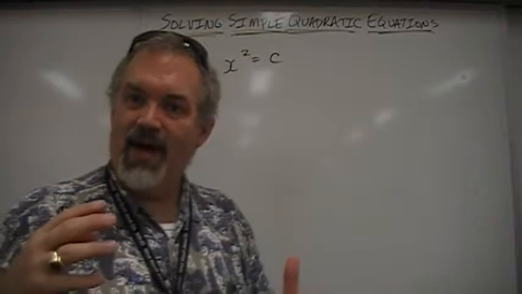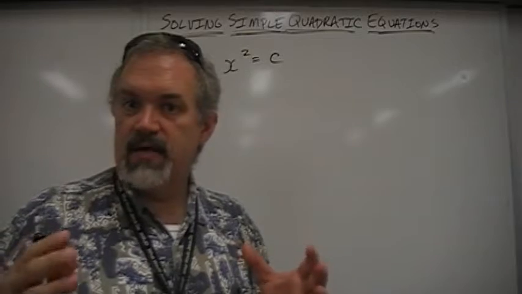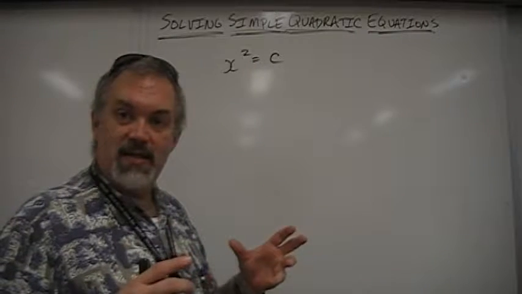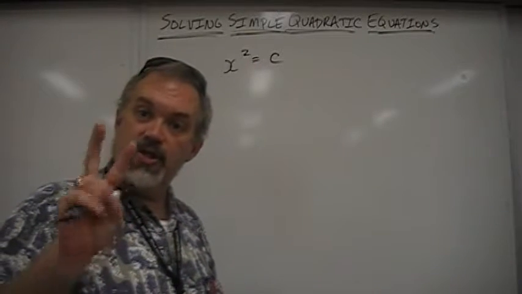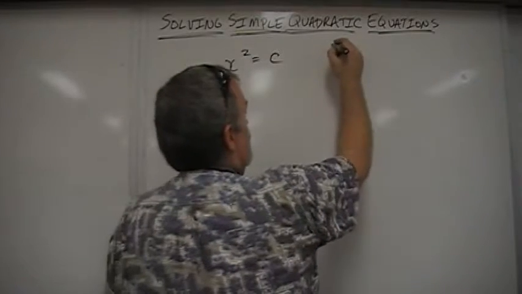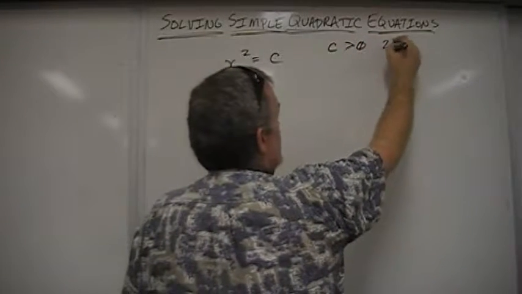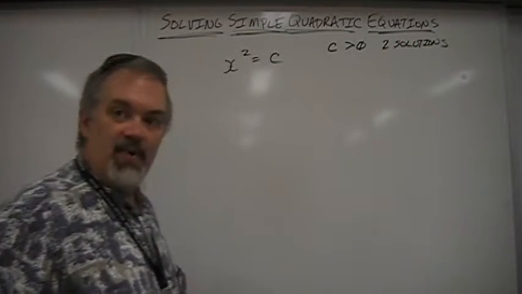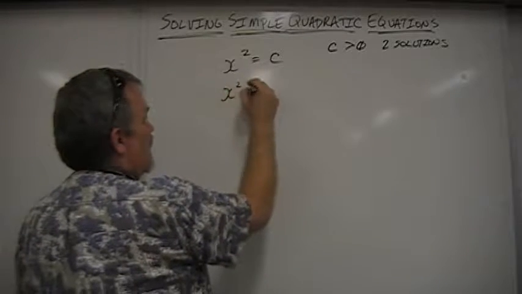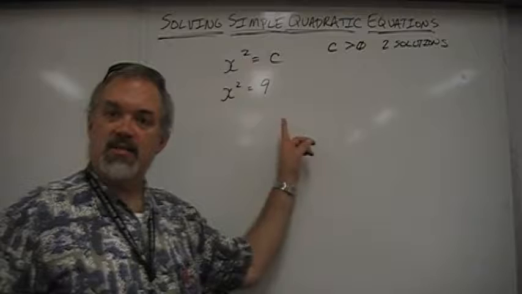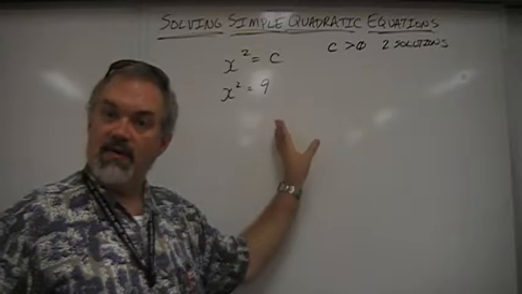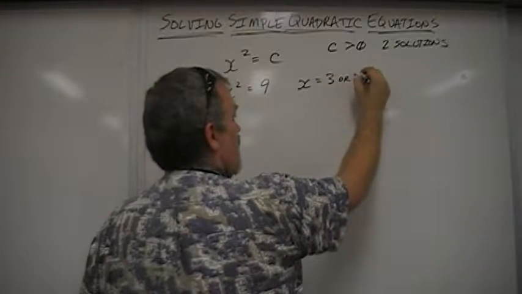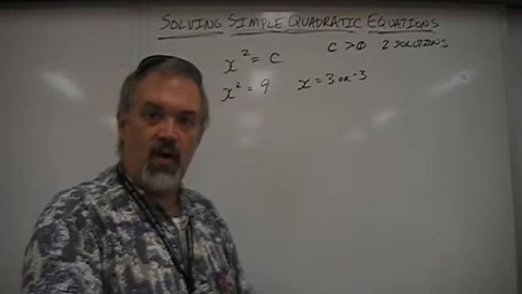Quadratic equations can have different numbers of solutions. If we have something on this side that is greater than 0, then there are usually two solutions. For example, if c is greater than 0, then we have two solutions. Let's use an example. If we said x squared equals 9, there are two possible numbers that when multiplied by themselves give you 9. Those would be x equals 3 or negative 3. Those are both solutions to that quadratic equation.